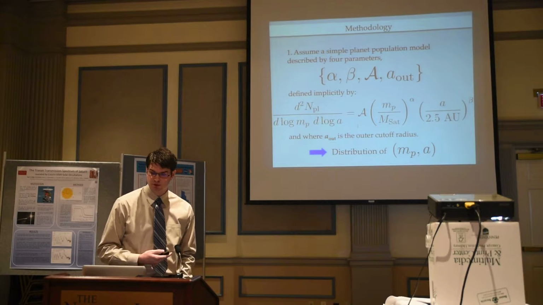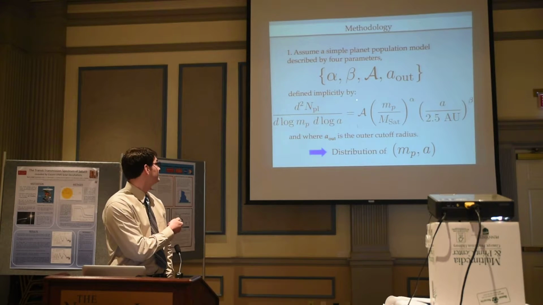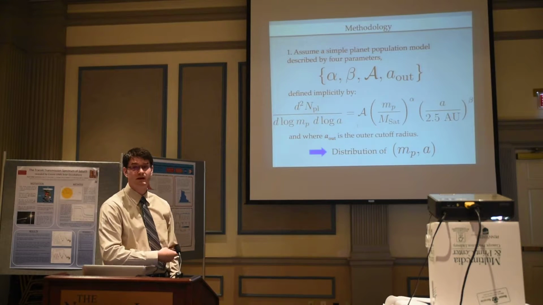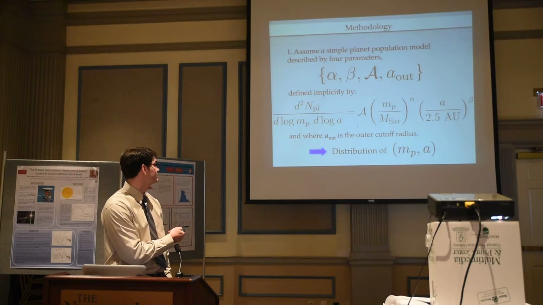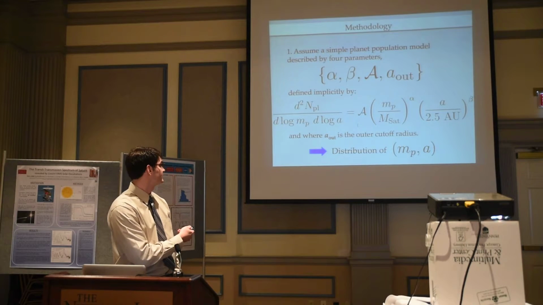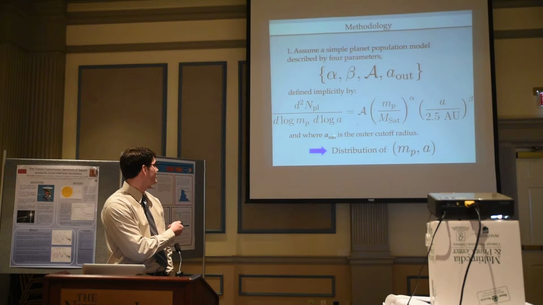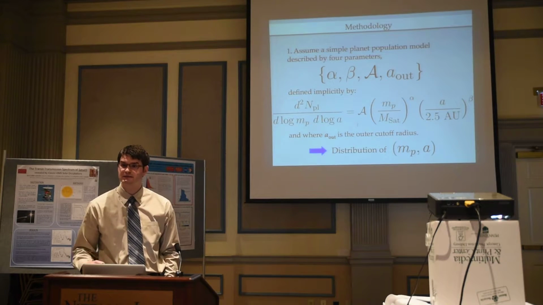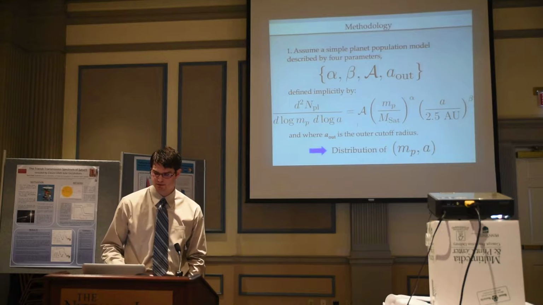is only a 4-parameter model: alpha, beta, A, and A out, where these are defined implicitly by this distribution function shown here, where alpha is the slope of the mass function, beta is the slope of the semimajor axis distribution function, A is their normalization, and A out is the outer cutoff radius of the semimajor axis distribution function.